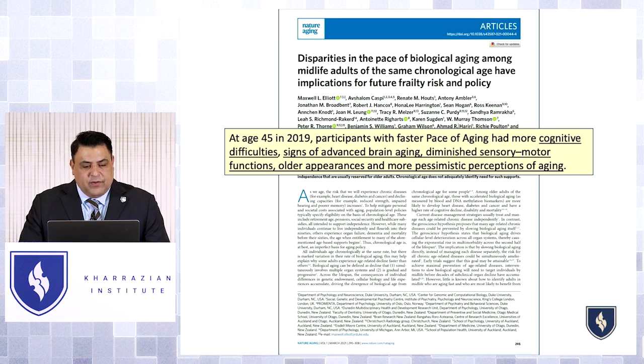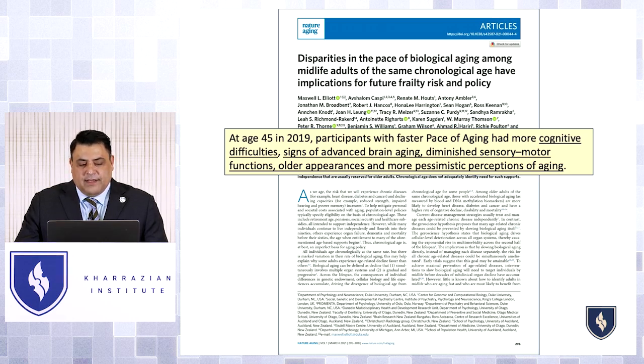So they go on and say that at age 45 in 2019, participants with faster pace of aging had more cognitive difficulties, signs of advanced brain aging, diminished sensory motor functions, older appearances, and more pessimistic perceptions of aging. And that was the key thing. So of all the markers they looked at, the ones that really indicated, and this is important for us as clinicians, like how do you really know if someone's really aging poorly? Well, first of all, one of the very clear signs where there was correlation between all these other markers was the cognitive difficulties. So cognitive difficulties are not going to be totally functioning and normal one day and then they have dementia the next day.